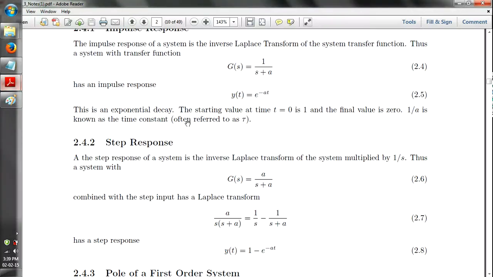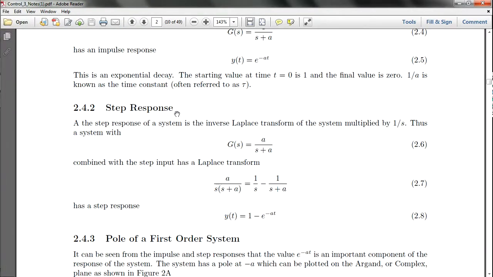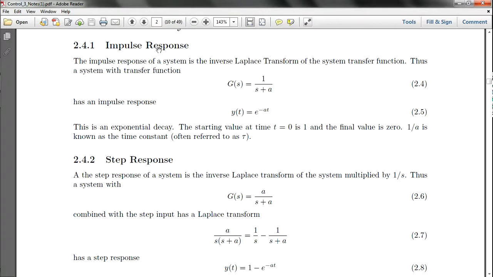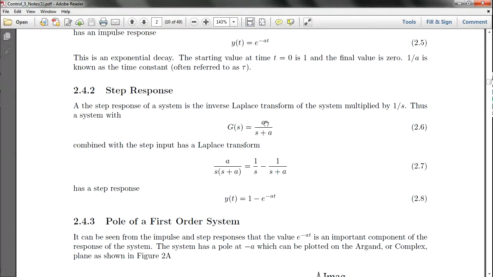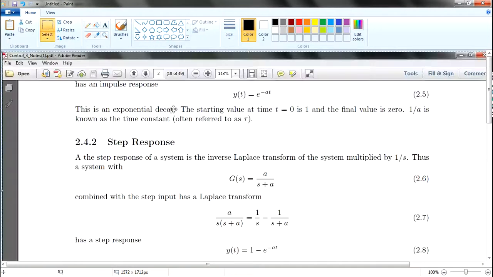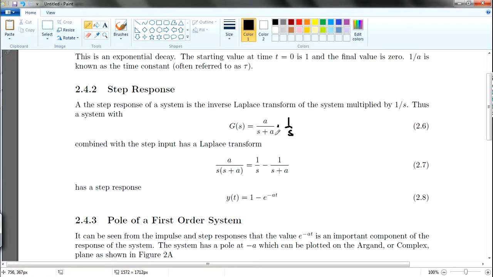And then for the step response, make sure you know the difference between step response and impulse response. Impulse input is 1, step input is 1 over s. So in this case, we multiply a over s plus a times 1 over s. If you have this, you definitely have to do partial fractions, or perhaps the cover-up rule. Eventually you will get this.